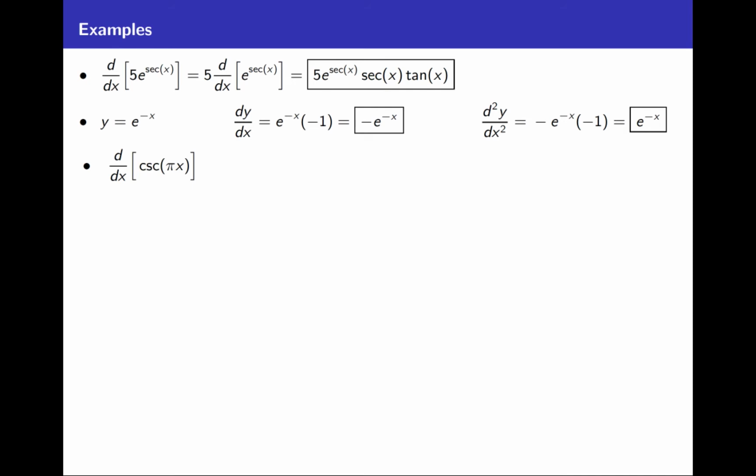Derivative of cosecant pi times x. That's the derivative of cosecant of g of x, where g of x is pi times x. The chain rule or the generalized cosecant rule would say you take the derivative of cosecant, which is minus cosecant cotangent. You plug in your g of x. Pi x goes in two places. And then you multiply by the derivative of pi x, which is just pi. So there's our derivative.